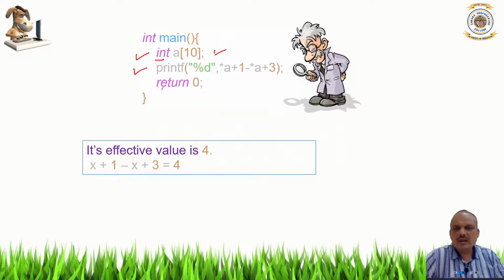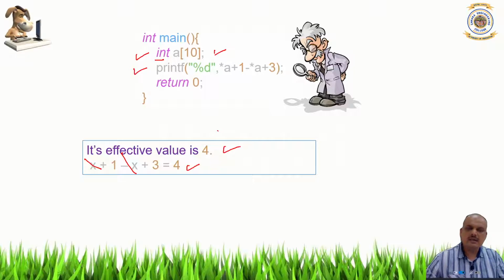Effectively what happens here is I have x plus 1, whatever star a is, it doesn't matter, I'll just treat it as some value x. So what happens is x plus 1 minus x plus 3. So this x and this x get cancelled. Even though I do not know what star a is, which is the value at the base address of a, that is a[0], I can still predict the output as 4, and if you have got this right, congratulations.